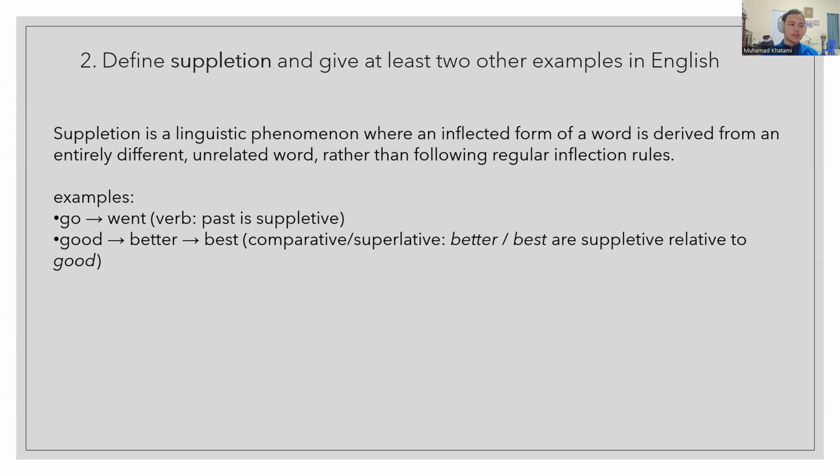Now for the second test: define suppletion and give at least two other examples in English. So suppletion is a linguistic phenomenon where an inflected form of a word is derived from an entirely different, unrelated word rather than following regular inflection rules. For example, go becoming went, the past form of the verb, is suppletive. And then for the word good, better and best, the comparative and superlative, better and best are suppletive relative to good.